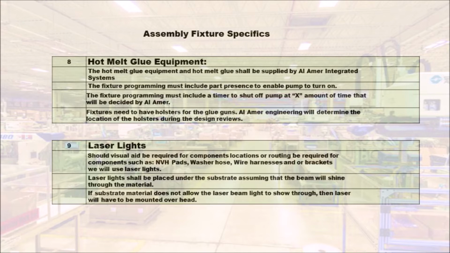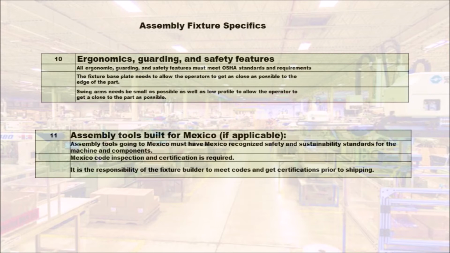Laser lights. Should visual aid be required for components locations or routing be required for components such as NVH pads, washer hose, wire harnesses and/or brackets, we will use laser lights. Laser lights shall be placed under the molded part assuming that the beam will shine through the material. If the molded part material does not allow the laser beam light to show through, then laser will have to be mounted overhead.